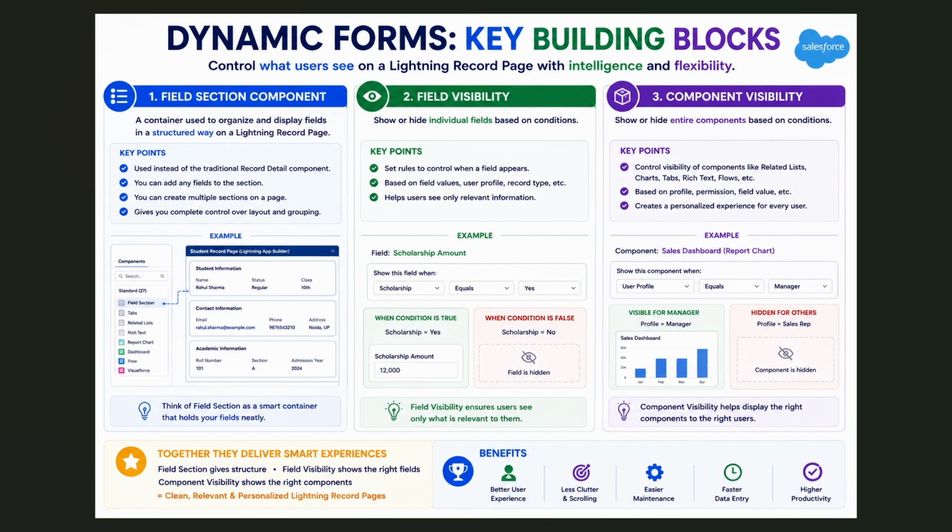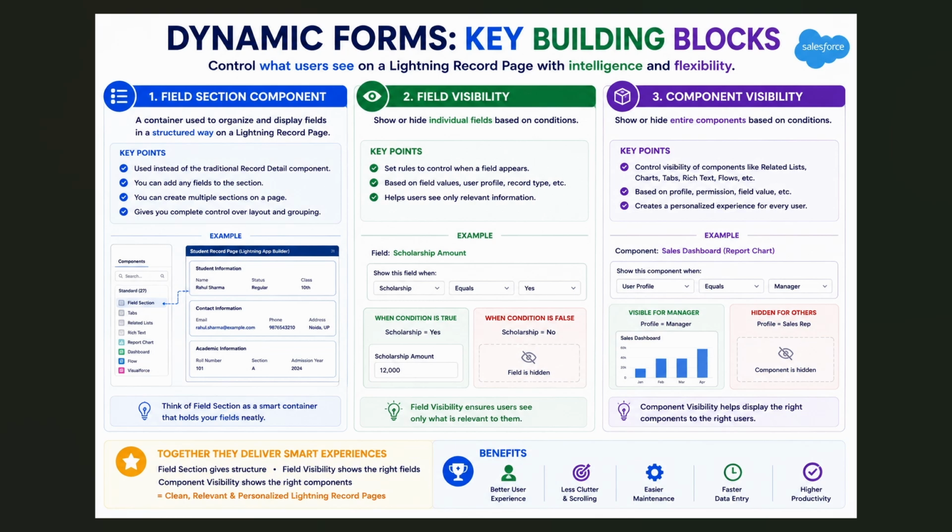Let's talk about field visibility now. One of the biggest advantages of dynamic forms is field visibility. You can decide when a field should appear. For example, show the scholarship amount field only if the scholarship checkbox is yes. Or show the vehicle registration number only if the vehicle type is used. So if we choose the used option in the vehicle type, only then we should be able to see the vehicle registration number. Users only see fields that are relevant to them. This keeps the page clean and easy to use. That is the biggest advantage of field visibility.